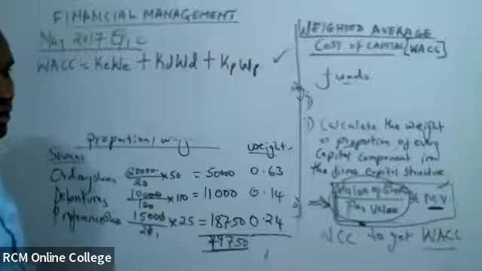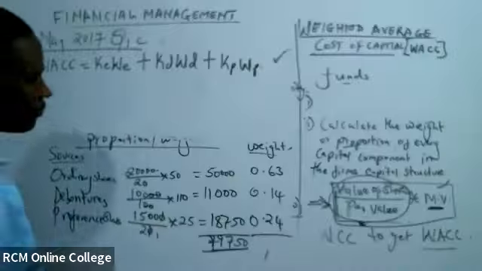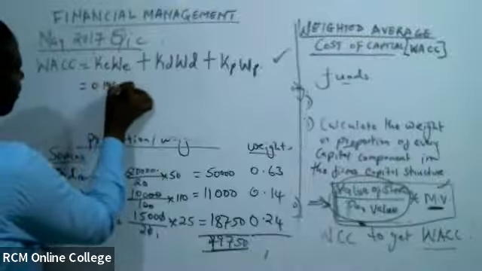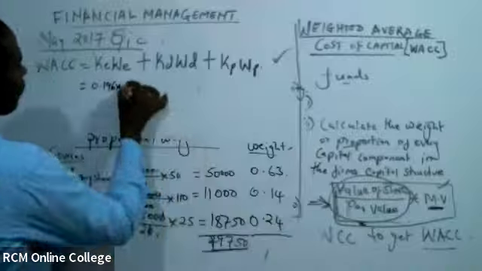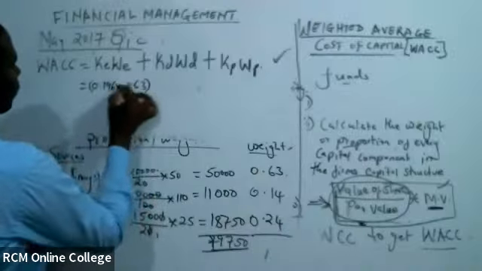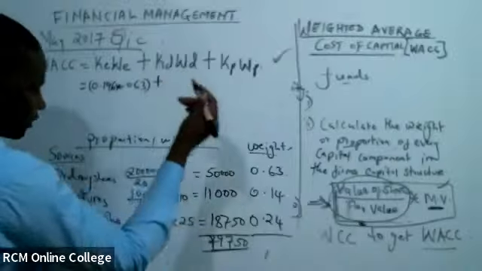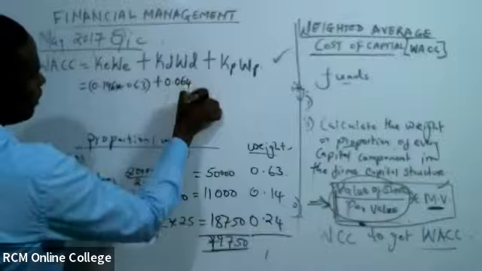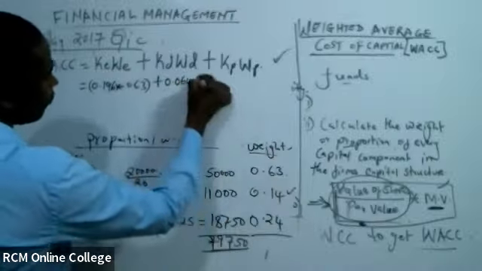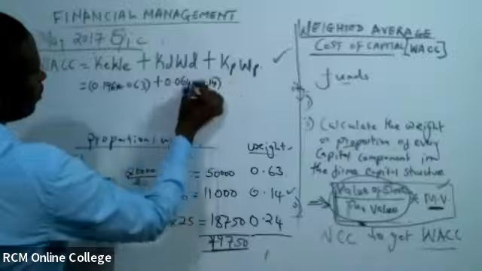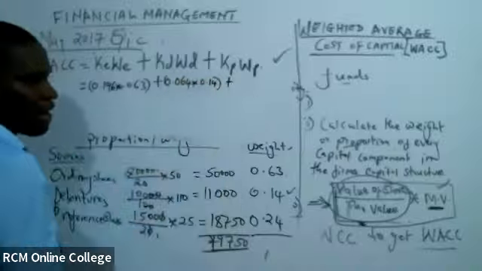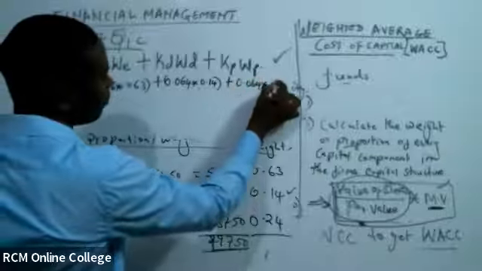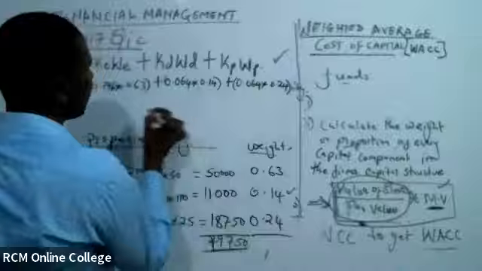So class, what was the KE? KE yetu ilikuwa ngapi? Was 0.196 times 0.63. Tuende kwa next. KD yetu ilikuwa ngapi? KD, if I can remember, it was 0.064, times 0.14. Nafunga hapo plus KP 0.064 times 0.24. Hiyo unapata ngapi?